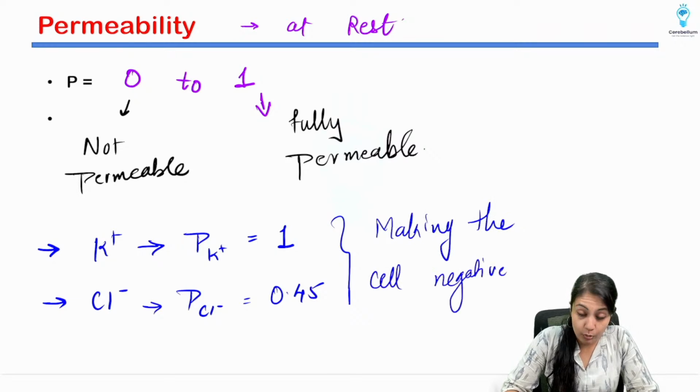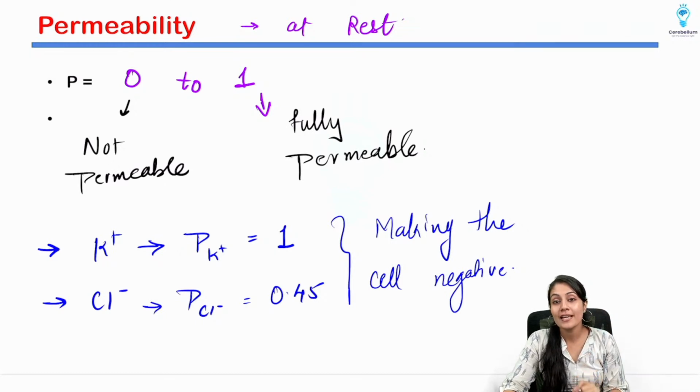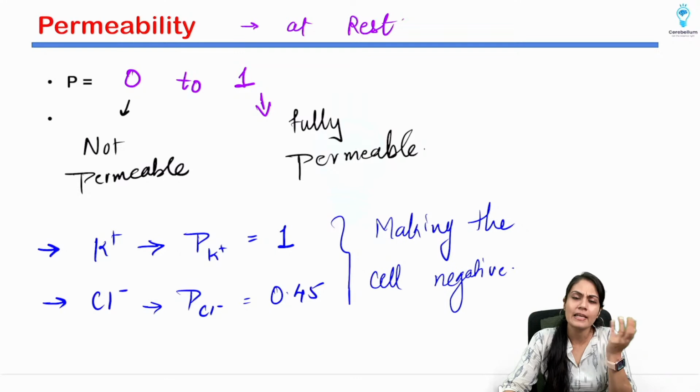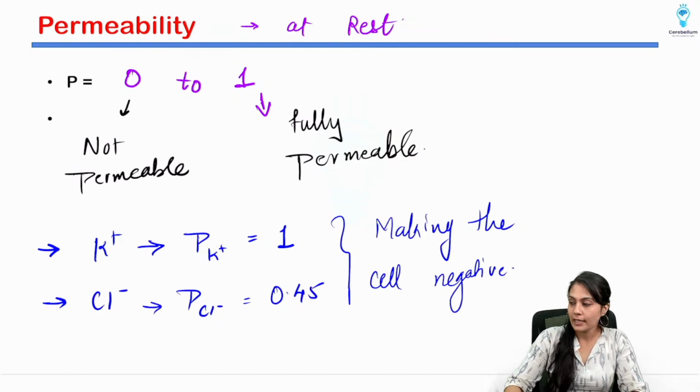And please remember, both of them are making it negative, and that's why the RMP, the resting membrane potential, of almost all the cells except 1 or 2 is going to be negative, isn't it? So that's why we say that normal polarity is negative. Why? Because at the time of rest, these 2 ions are permeable, and if they are permeable, they both are going to make the cell negative, and definitely the negative polarity is going to take place in that condition, isn't it?